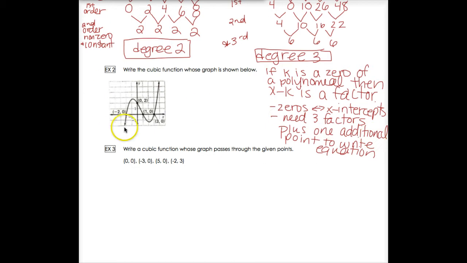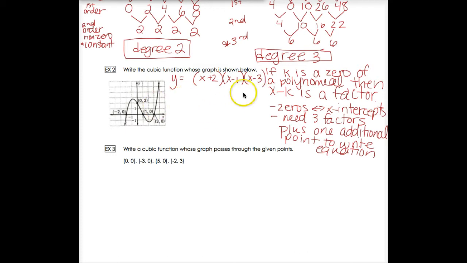We need 3 factors. So we have -2, 0. So that means -2 is a 0, which means that x minus -2 is a factor. Then we've got 1, 0 here. So that means if 1 is a 0, x minus 1 is a factor. 3, 0. If 3 is a 0, then x minus 3 is a factor.